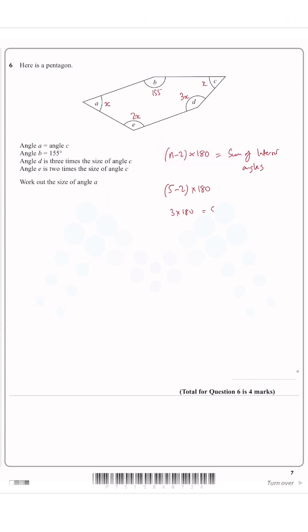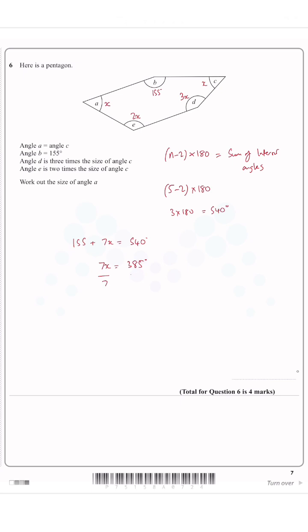That gives me 540 degrees. So I know now if I add all these angles together, the 155 plus the 1x and the 2x and the 3x and the 1x, that gives me 7x. That's going to come to 540 degrees. Take away 155 on both sides, I get 7x equals 385 degrees.